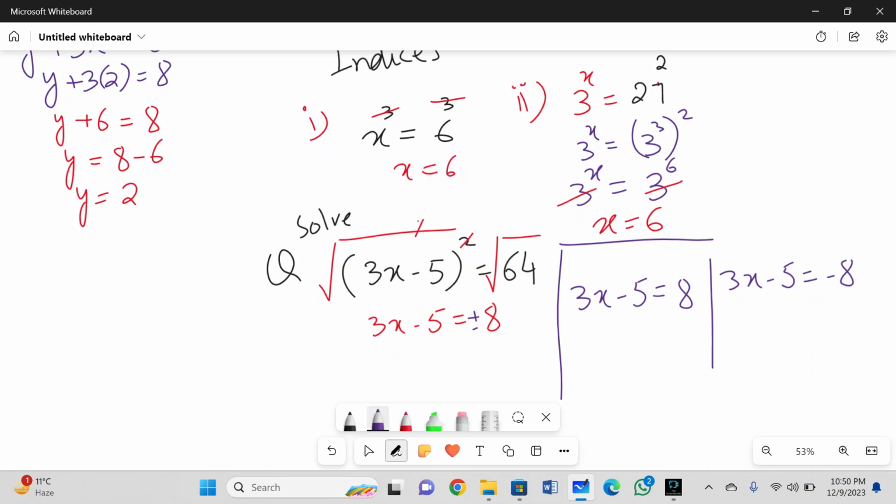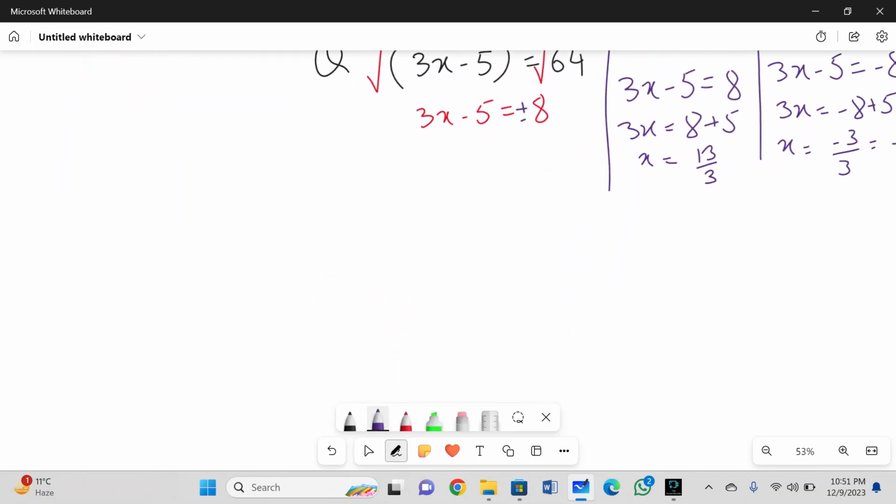Solve this for x here. 3x is going to be 8 plus 5, and x is going to be 13 over 3. Similarly, on the other side of the equation, you can write 3x equals negative 8 plus 5, and now x is going to be negative 3 over 3, which will give you negative 1. So you have two answers for x. Whenever you solve a quadratic equation, you will always get two answers.